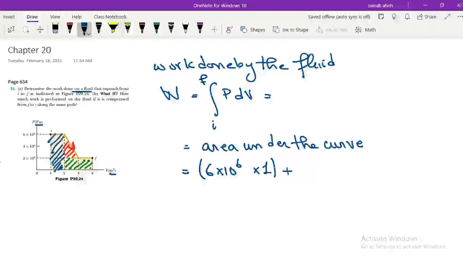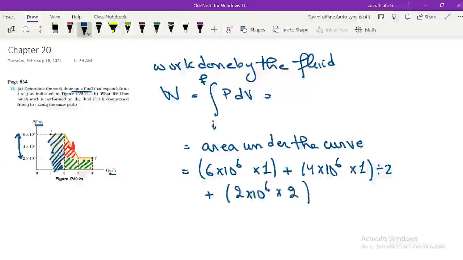The area of a triangle is base times height over 2. So you can see that it's from here till here, which is equal to 4 times 10 to the power 6. This is the height. The base is equal to 1, divided by 2. And then I have this green rectangle, which has a height of 2 times 10 to the power 6, and its base is equal to 2. Okay, so I've got everything, and I will get my answer.